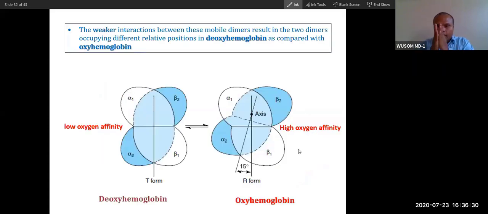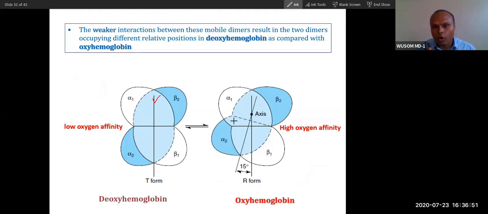Now the alpha beta structure will move by 15 degrees like this. You can see the axis of this alpha beta dimer, they are superimposed, but they will move by 15 degrees. So this relaxed form is nothing but the alpha beta becoming more relaxed. This is very taut and this is relaxed. So you can see the structural conformation.